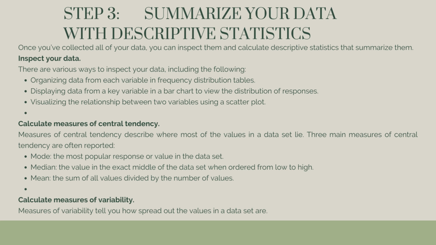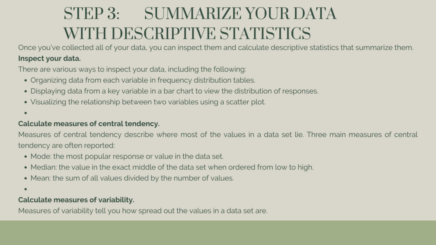However, depending on the shape of the distribution and level of measurement, only one or two of these measures may be appropriate. For example, many demographic characteristics can only be described using the mode or proportions, while a variable like reaction time may not have a mode at all.